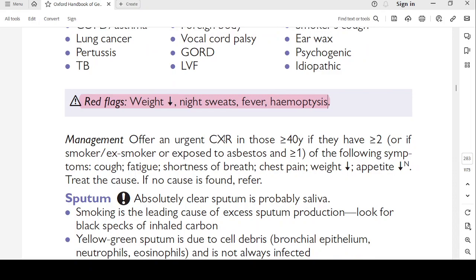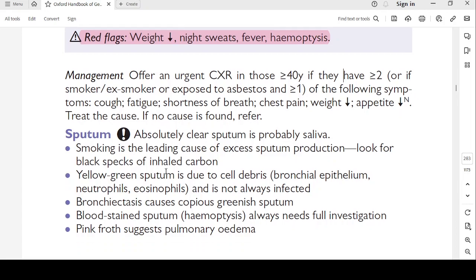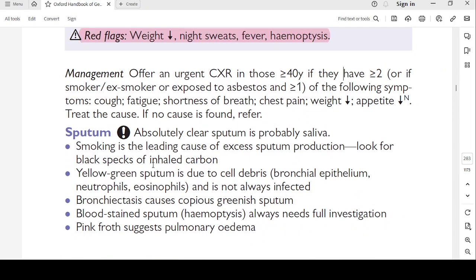Management. Offer an urgent chest X-ray in those more than 40 years old if they have 2 of the following: cough, fatigue, shortness of breath, weight loss, appetite loss, or 1 of these if they are an ex-smoker and more than 40 years of age. If no cause is found on chest X-ray, refer them to the specialist.